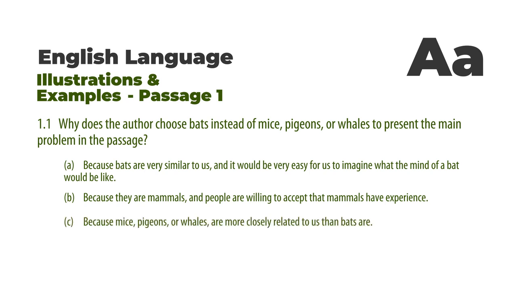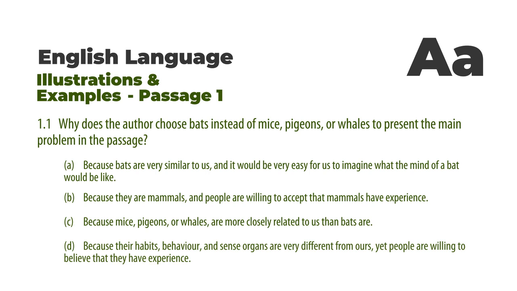C. Because mice, pigeons, or whales are more closely related to us than bats are. Or D. Because their habits, behavior, and sense organs are very different from ours, yet people are willing to believe that they have experience. The correct answer is option D.